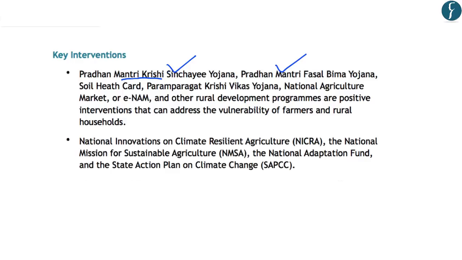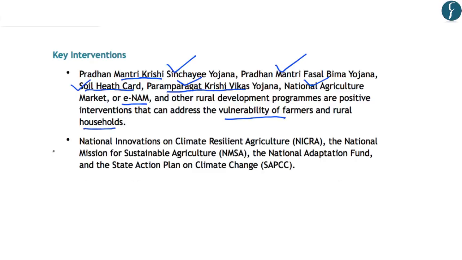Further, there is Pradhan Mantri Fasal Bima Yojana, which insures the crops against the impact of disasters, etc., which are generally aggravated by the climate change. Further, there are soil health cards which focus on the nutrients of the soil, and these can help the farmers in considerably reducing the use of chemical fertilizers. Further, there is a program called Paramparagat Krishi Vikas Yojana, and this focuses on the organic and the traditional systems of farming. Further, to improve the marketing of the agriculture products, the National Agriculture Market or the eNAM has been introduced. So along with this, there are other rural development programs which are positive interventions, and these can address the vulnerability of farmers and rural households.